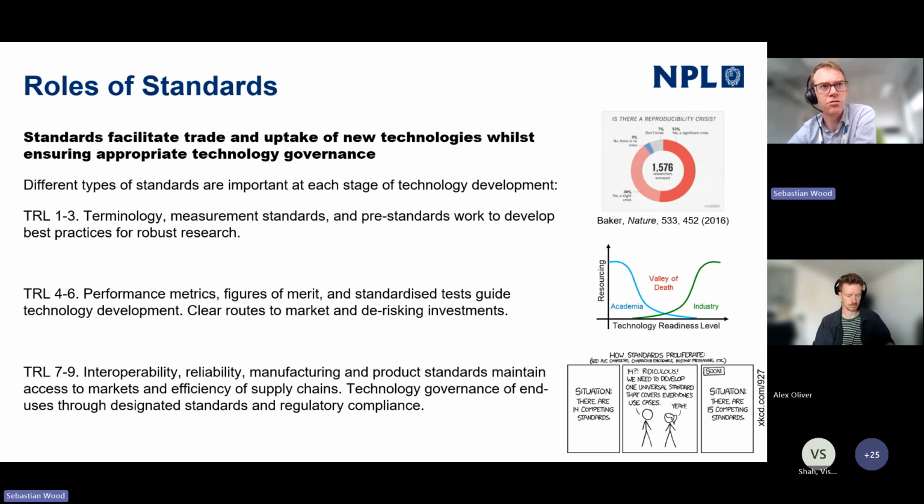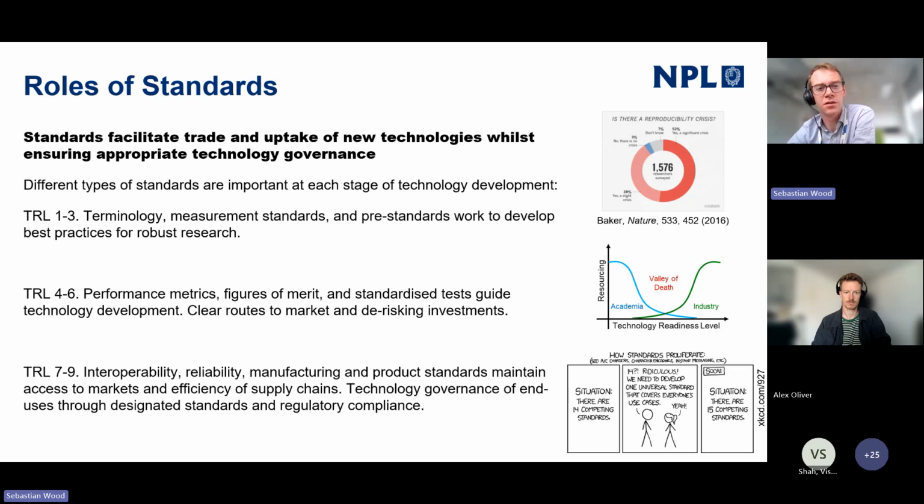When you get to mid-TRL, like 4 to 6, it's more about how you get a technology to something that can be commercialized. So here you're interested in performance metrics. What is the performance of this new technology? How do you standardize those tests so that you can compare one thing with another and work out which is the best? That's important for actually marketing a technology because it defines the route to market, but also for investability.